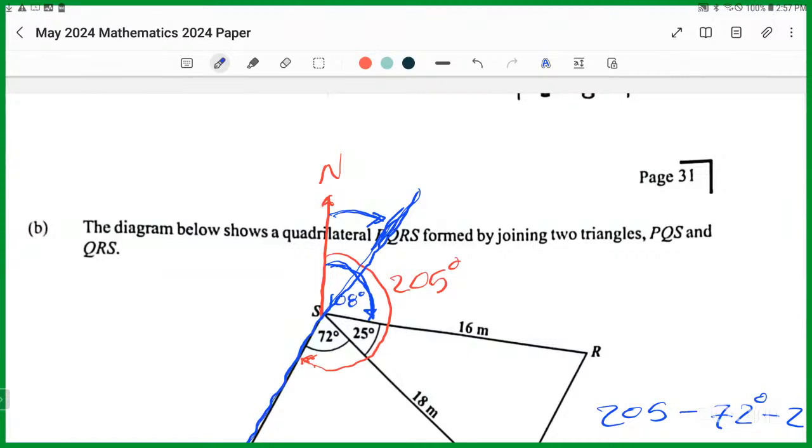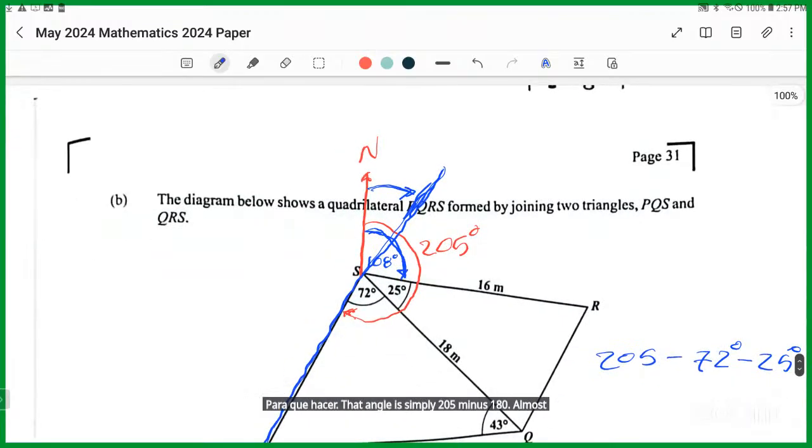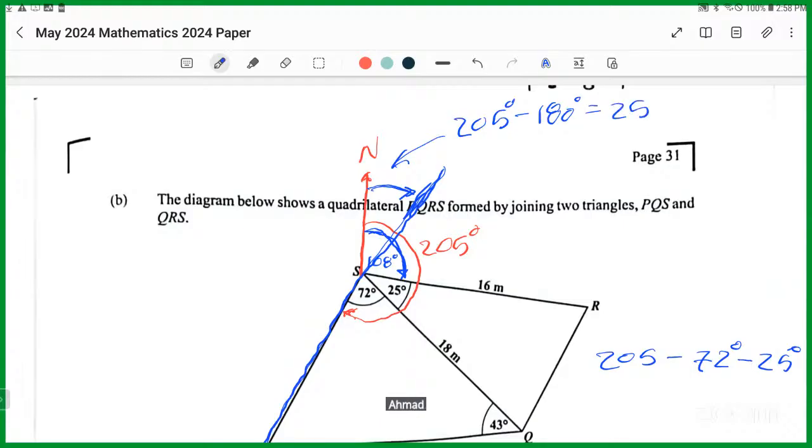But I can say that angle is simply 205 minus 180. How is it 205 minus 180? The whole of this angle around here says 180, and everything from this north line is 205. So the angle in here, which is the bearing that they want, is 205 minus 180. What does it work out to? 25 degrees. But you put the zero on it because it's a bearing, right?